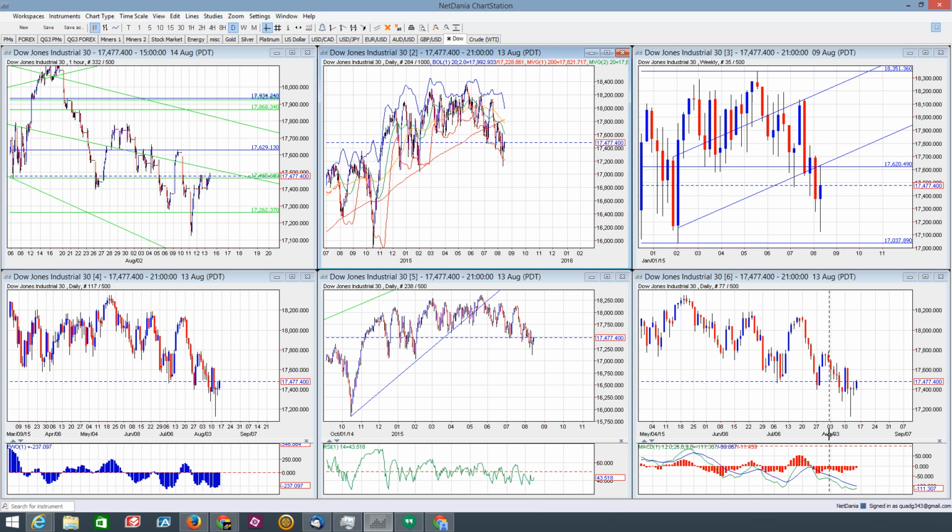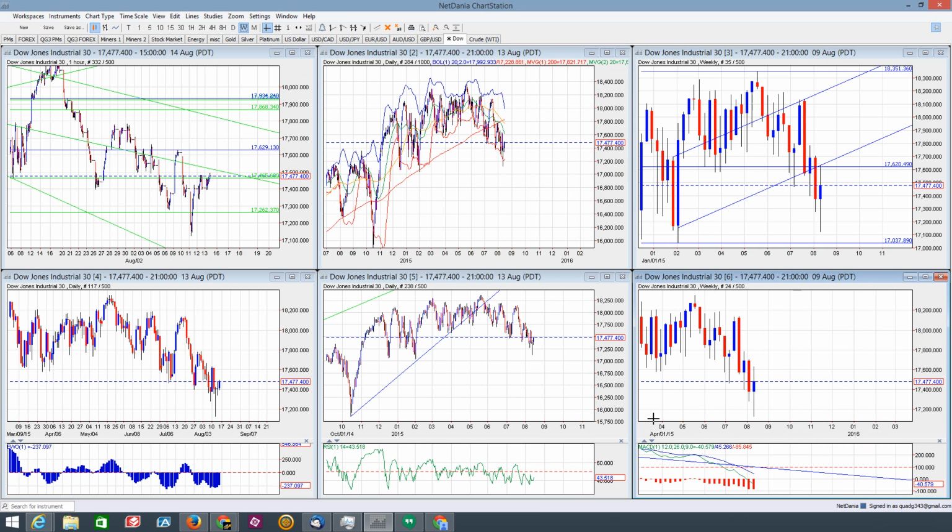The MACD is open to the downside. That's bearish on the daily, and on the weekly, we're open to the downside as well, wide open to the downside. So all of that is bearish. So the Dow is still very much bearish here. While it's below 17,629, I would continue to expect some more downside movement, probably next week.